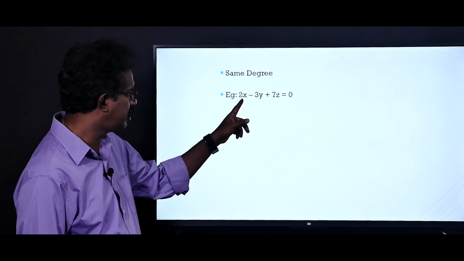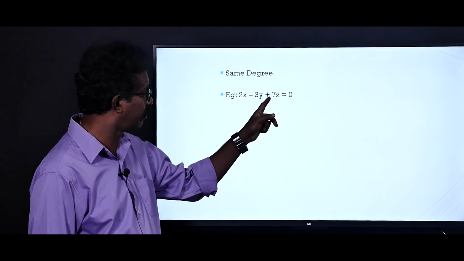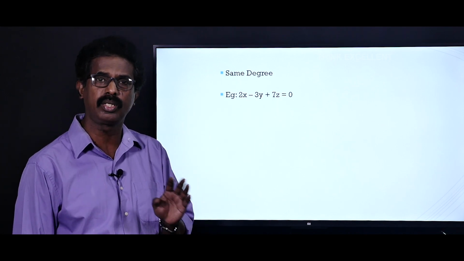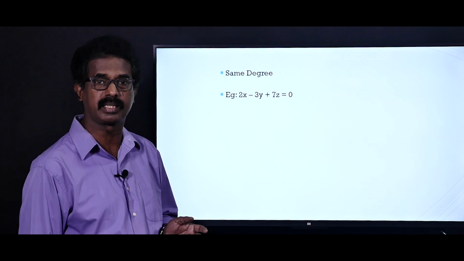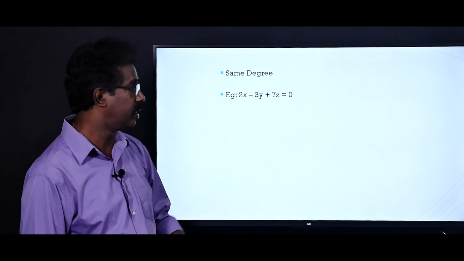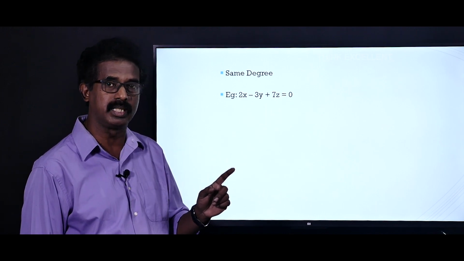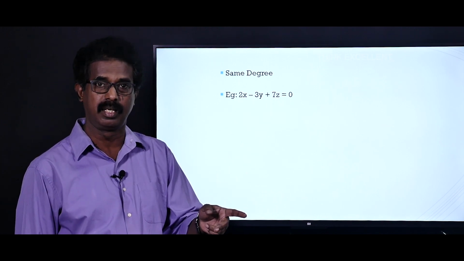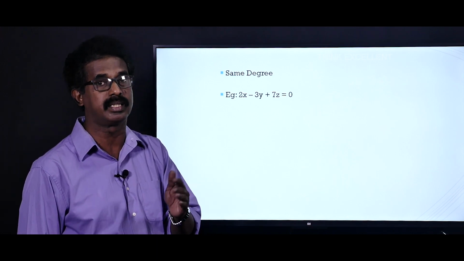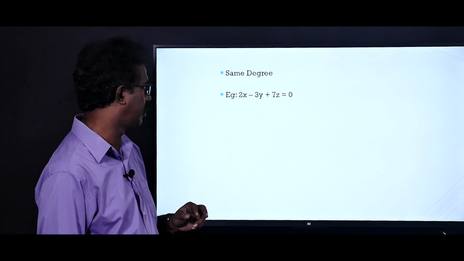So, first term degree is 1. Second term is minus 3y, degree 1. 7z, degree 1, right? Left side every term degree 1. Right side 0. 0 can be considered as degree 1 also because 0 can be written as 0 into x. So, it is a homogeneous equation. Instead of 0, if we have some other number, suppose it is 6, it is not homogeneous because 6 cannot be written as 6x. But 0 can be written as 0x, right? Because 0 into x is 0 only. 6 into x and 6 are not same. So, this is a homogeneous equation of degree 1.